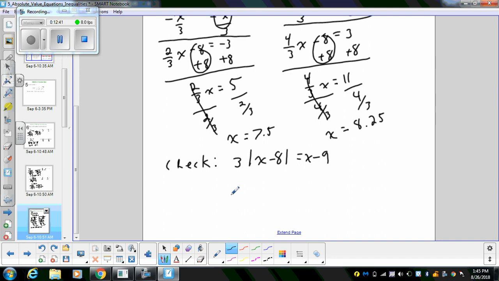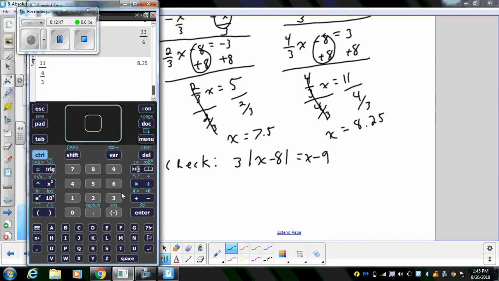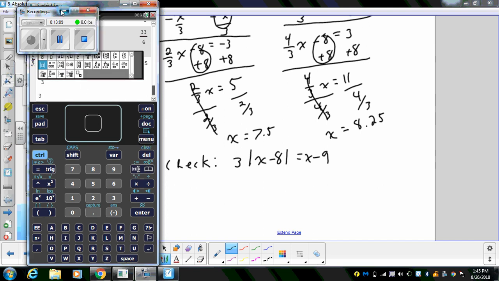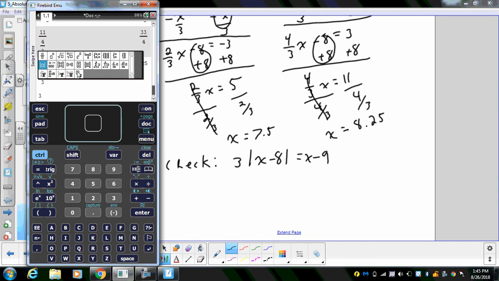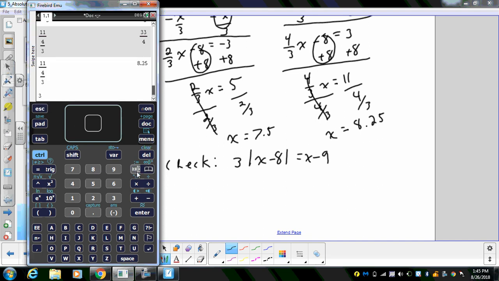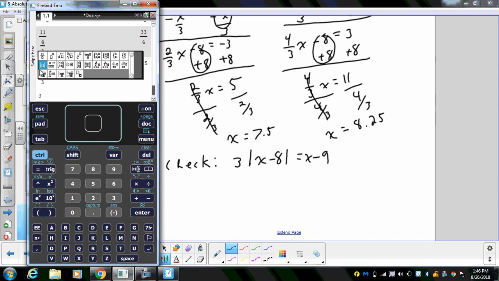Alright, so to check this is actually really easy. On my calculator, I'm going to type this in. That's going to be 3. And then I believe if you go to, is it Control equal? No, dang it. I think it's this one. Oh, it is. Okay, good. Alright, so you're going to hit this button right here next to the book. And you'll see this icon right here that looks like absolute values.